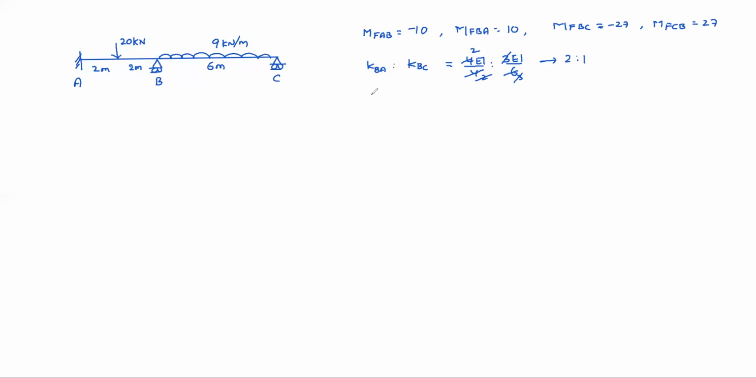So distribution factors DAB, DBA equal to 2 by 3, DBC equal to 1 by 3. Similarly, rotation factors RBA equal to minus half means minus 1 by 3. Rotation factor of BC equal to minus 1 by 6. Okay. See the ratio. Based on ratio, you can find the distribution factors and the rotation factors simply.